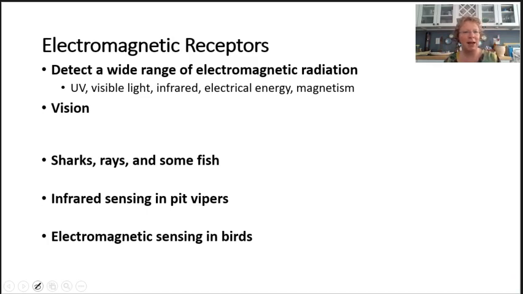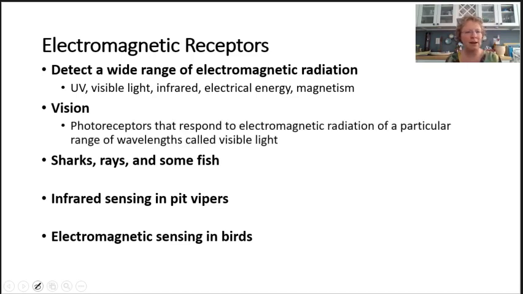There are a variety of electromagnetic receptors. They detect a wide range of electromagnetic radiation. Some receptors detect UV light, others visible light. There are receptors for infrared or electrical energy or magnetism. It depends on the organism what type of receptor they have. Humans, like other vertebrates and a lot of different animals, have vision. Vision involves photoreceptors. Photoreceptors are electromagnetic receptors that respond to visible light.